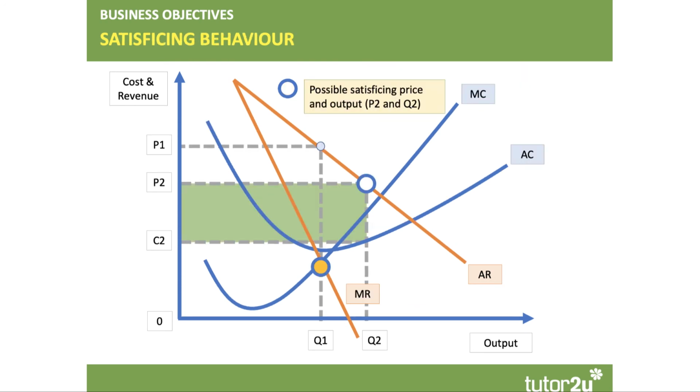Now, satisficing, well, there's no unique satisficing equilibrium. All depends on the objectives of the firms, the objectives of managers versus shareholders, and also the degree of contestability in the market. But P2 and output Q2 is a possible price and output. It's to the right of the profit maximising output. It's a lower price. They're still making profit, but they're not maximising profit. Although at a higher output Q2, of course, they'd have a bigger market share.